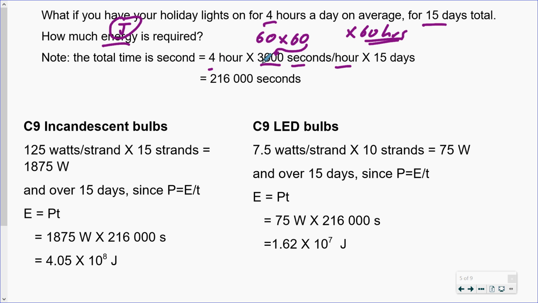So multiplying 4 times the 3,600 times the 15 days, that's how I came up with this number here of 216,000 seconds. So this is the equivalent of the 60 hours, or 4 hours per day for 15 days in total. So for our first incandescent light bulb, again, we have 125 watts per strand, but we need 15 strands. So I just multiply those together. So the total wattage for the incandescent light bulb is 1,875 watts.